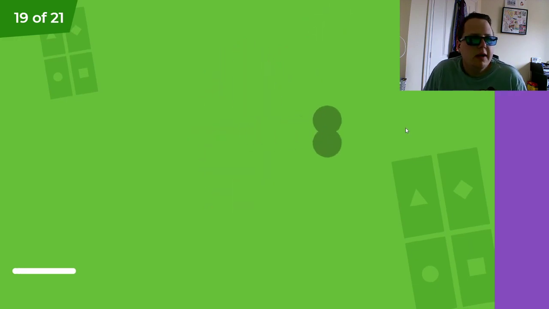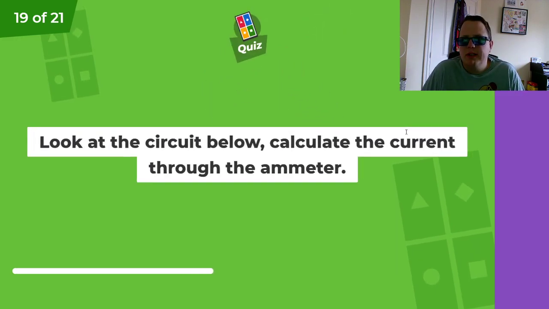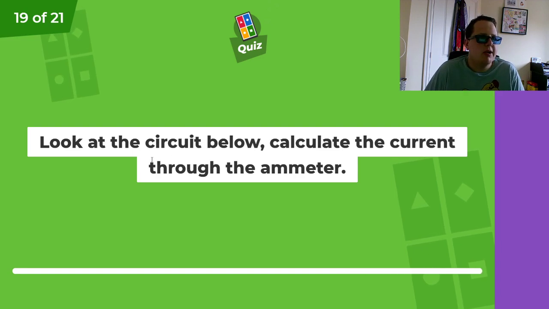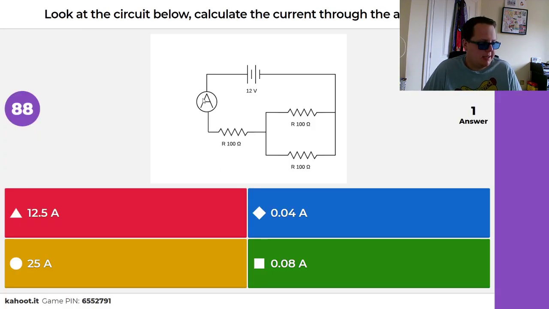Okay, so again, still double points. Look at the circuit below. Calculate the current through the ammeter. So, calculate the current through this ammeter.